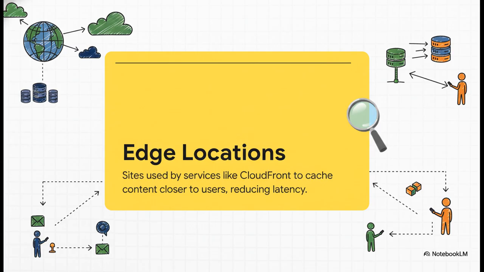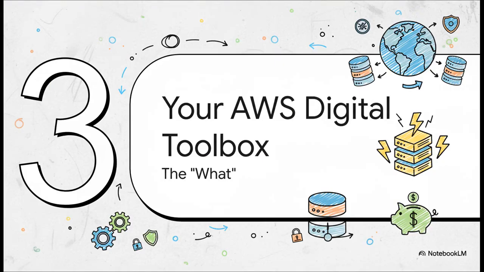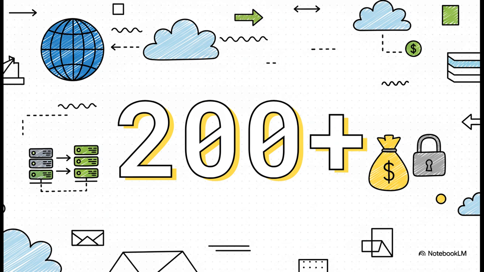That's what makes everything feel so snappy and fast. Okay, so we've covered the why and the where. Now for the really fun part, the what. What can you actually do with AWS? Well, think of it as the world's biggest digital toolbox. AWS has over 200 different services.